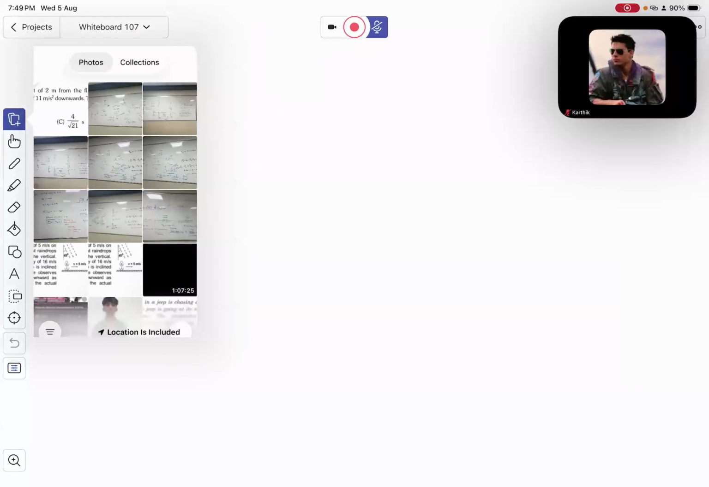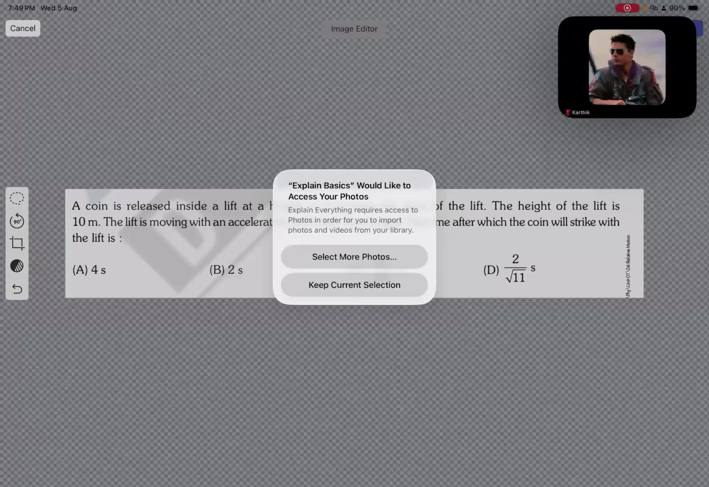Question is: a coin is released inside a lift at a height of 2 meters from the floor of the lift, and the height of the lift is 10 meters, and the lift is moving with a constant acceleration this much downward. The time after which the coin is going to strike the lift, we have to find it out. So all of you try it once, then I will solve it.